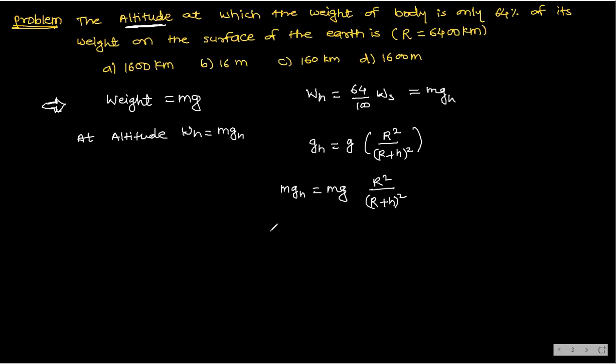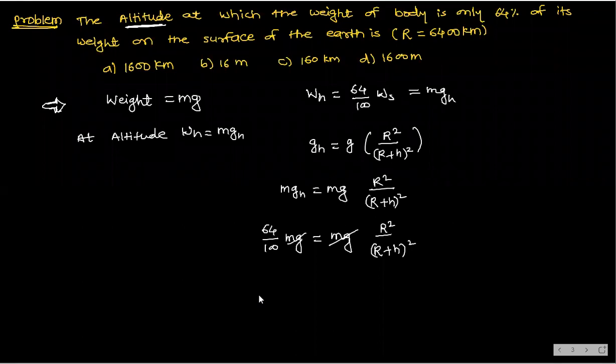Therefore, can I write like this? 64 by 100 times mg equals mg R square by (R plus h) whole square. Clear? Now shall I cancel this mg? Yes, sir. Now I am taking square root on both sides. Always first minimize this and then only substitute the values. Before also I told you, so that it will be easy for you.